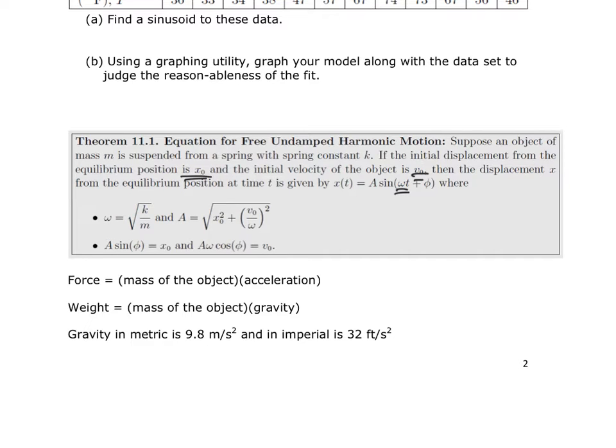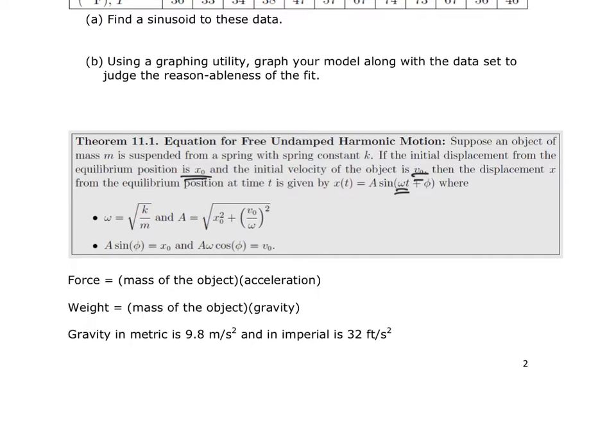Okay? So when we're talking about the force, we are talking about the mass of the object multiplied by the acceleration. Mass times acceleration. The weight, when we talk about weight, it is the mass of the object, and then since we're on the Earth, it is the gravity of Earth. Gravity in metric is 9.8 meters per second, and in imperial, which is what we typically use because we're a little backwards in the United States, we use 32 feet per second. Okay, so these are gravitational constants on Earth.